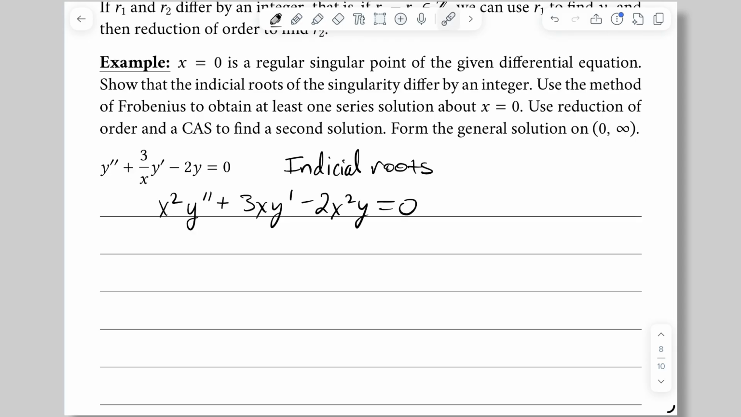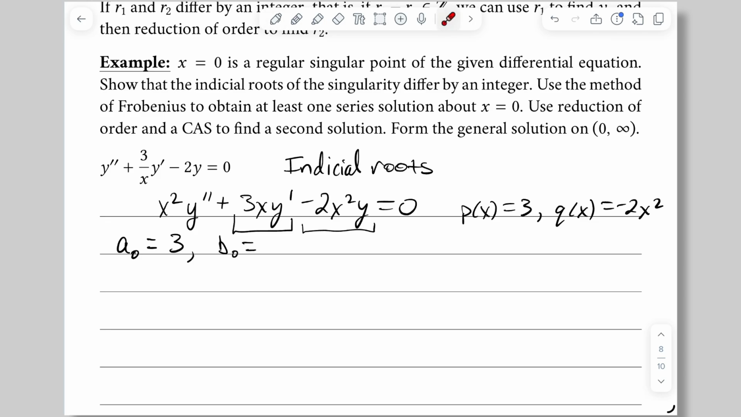And remember that Cauchy-Euler-esque form, we see 3xy prime, and anything besides xy prime is lowercase p of x. So lowercase p of x is equal to 3 in this case. And in the term negative 2x squared y, we have the lowercase q of x is equal to negative 2x squared. Remember, we had a constant a sub 0, which is the constant term of lowercase p of x, and so in this case, a sub 0 is equal to 3. And we had that b sub 0 was the constant term in lowercase q of x, but since q of x is negative 2x squared, b sub 0 is equal to 0.